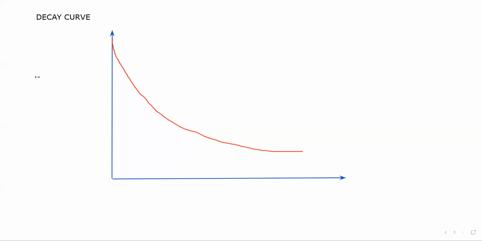On the y-axis, you may have activity. What is the meaning of activity? Activity means the number of radiations coming out in 1 second. So how many radiations are there in 1 second? That is known as activity. The unit of activity is the becquerel, denoted by Bq. You can also use other units like counts, but becquerel is one of the units. On the x-axis, you have time.